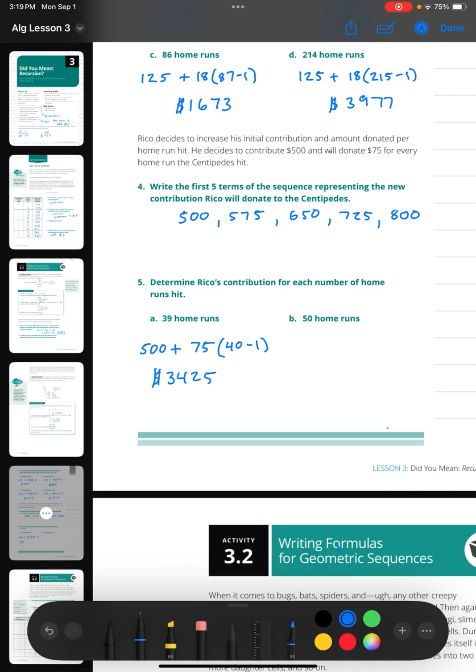And then for 50 home runs, again, if you haven't yet, pause the video, try to write this one out. So for 50 home runs, I would get 500 plus 75 times. 50 is now the 51st in the sequence. So 51st term number, I should say. So 51 minus 1, and that comes out to be 4,250.